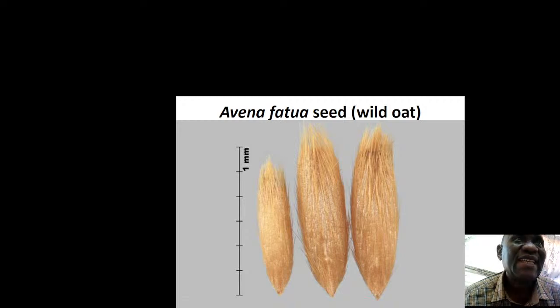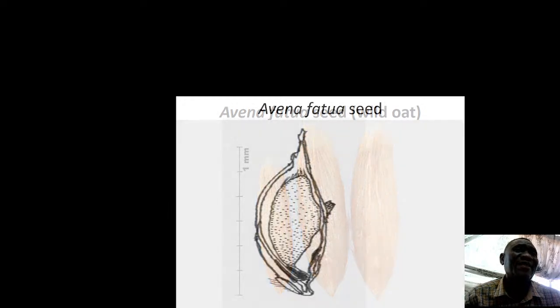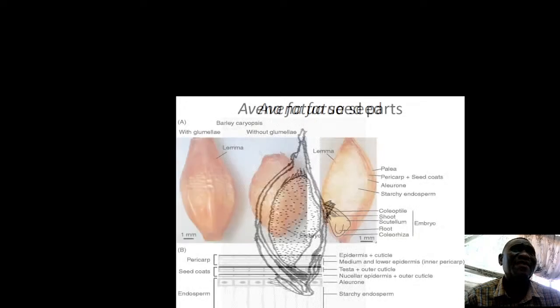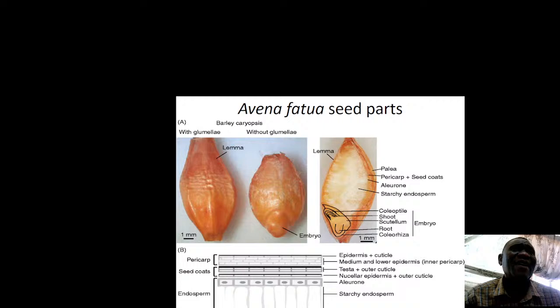So this is the Avena fatua seed coat, which can prevent the entry of water and oxygen. This is Avena fatua seed. Again, here we are emphasizing the seed coat, which can prevent the entry of water and the oxygen, which are responsible for the germination process.